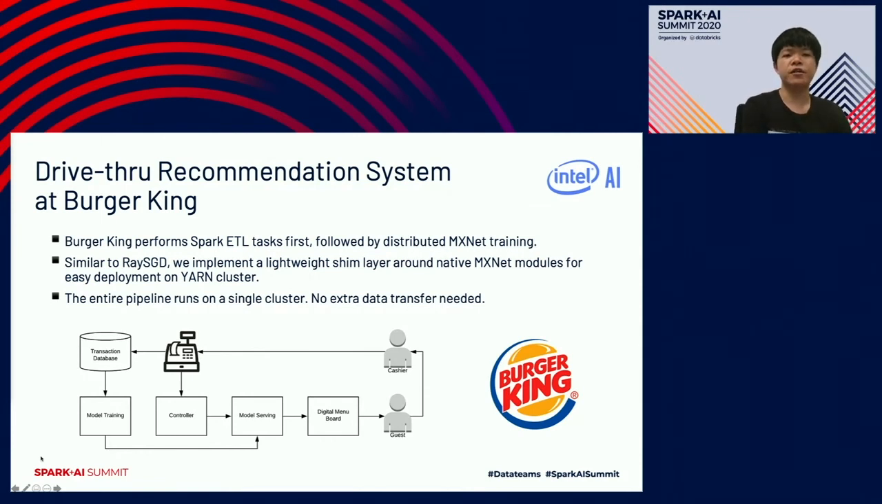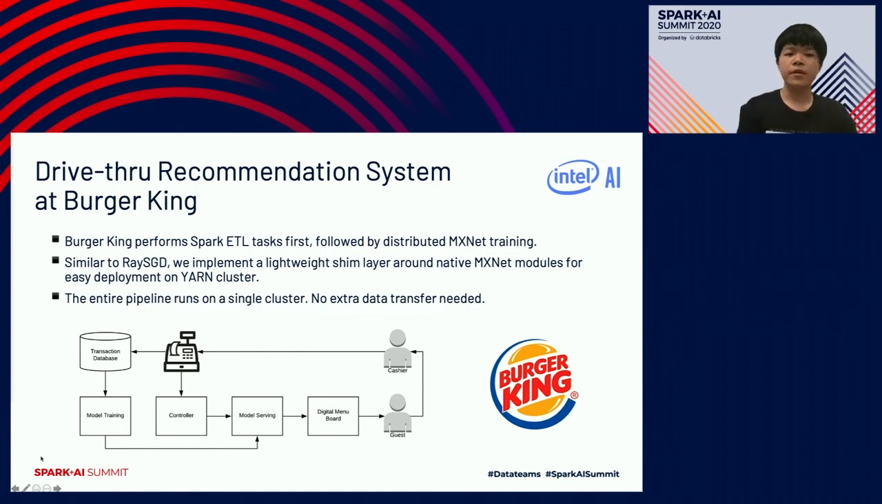Lastly, I would share the successful cooperation between Intel and Burger King to build a recommendation system for Burger King's drive-through scenario using Realm Spark. Drive-through is a common scenario in the fast food industry where the guests purchase food without leaving their cars. The guests first browse the menu on the outside digital menu board, and they talk to the cashier inside the restaurant through a microphone system to place their orders. The guests would be given recommendations displayed on the outdoor digital menu board when they place their order.